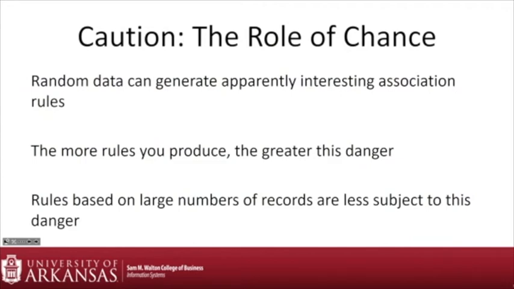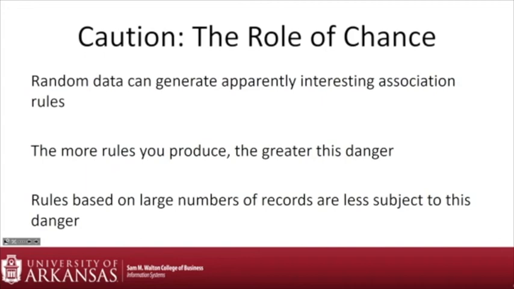So let me tell you the things we need to be cautious about, and let's take a break. So one of the things we need to be careful about when we're creating our rules is that random data can give us some associations, right? So if you have a lot of data and we're looking for associations, we can find things that aren't really there. The more rules you produce, the greater this danger is.